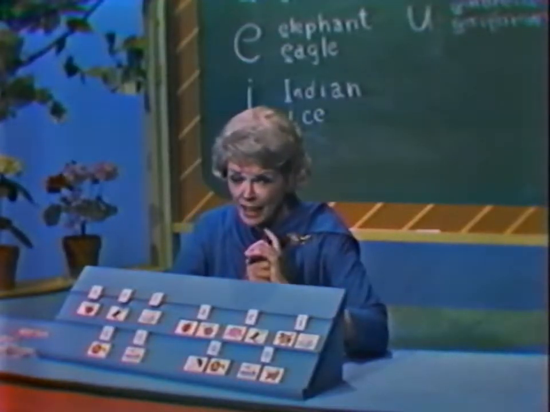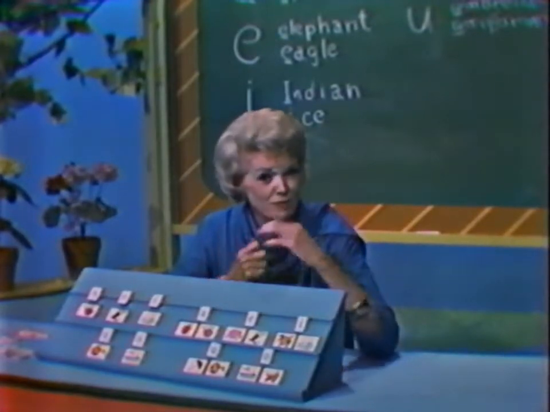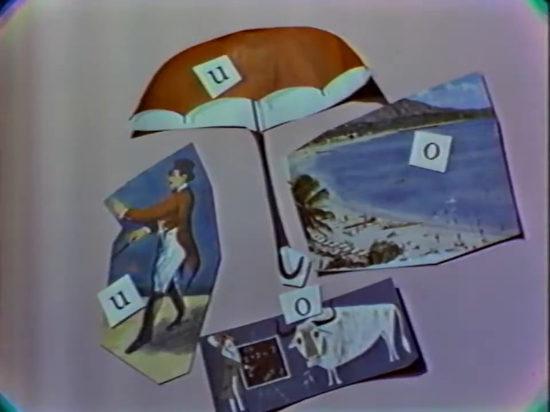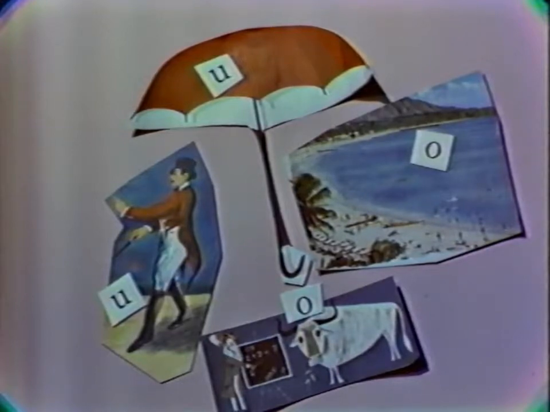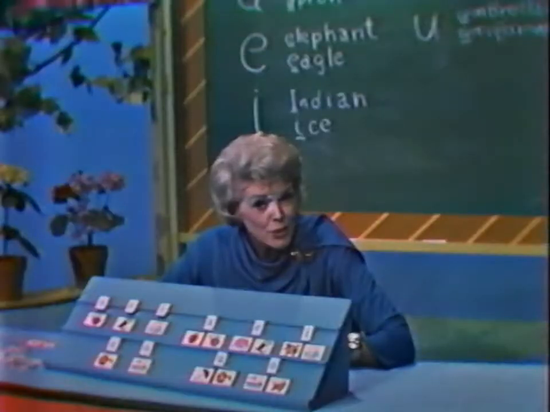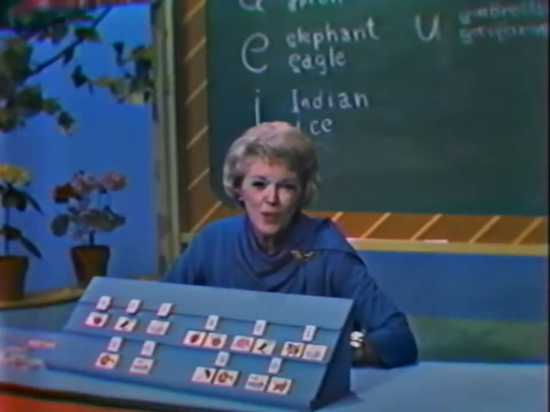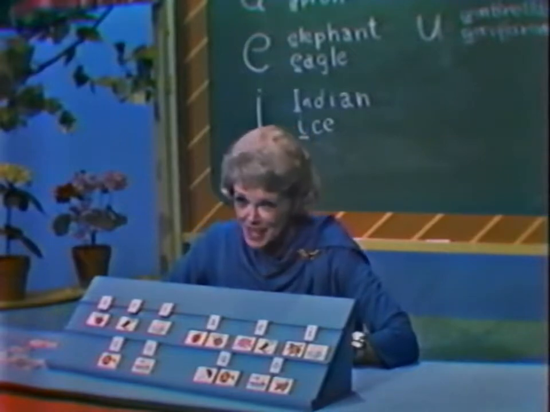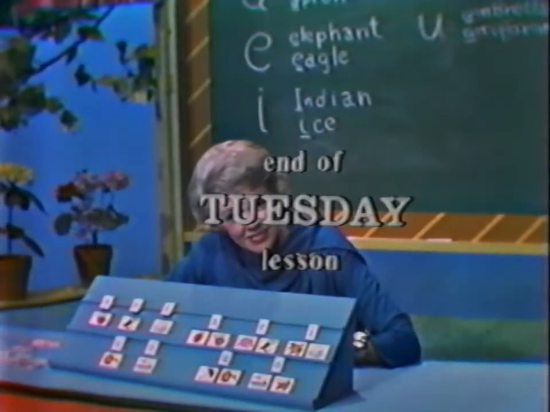Now, if you'd like to play our game Lineup, all you have to do is make 4 more picture clue cards: an ox, an ocean, an umbrella, and a uniform. Now, I know some of these might be hard to find a picture of, but see if you can draw them, or maybe your mother or father can help you, and see how many picture clue cards you can line up with those hard-working vowels. See you tomorrow. Goodbye.